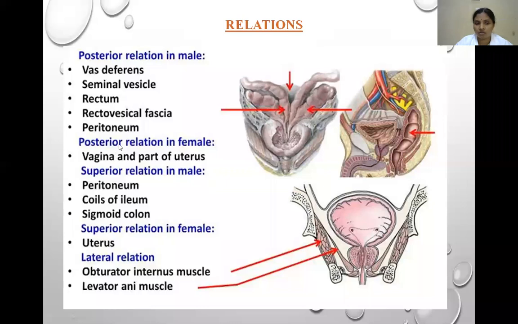Then in case of females, what are the relations? In case of females, what are the relations on the posterior surface? It is related with the vagina and part of the uterus. Then lateral relations. What are the lateral relations? This is the obturator internus muscle, and below it is supported by the levator ani muscle. So here the levator ani is supporting the prostate gland. That's why the anteriormost part of the levator ani is known as levator prostatae.